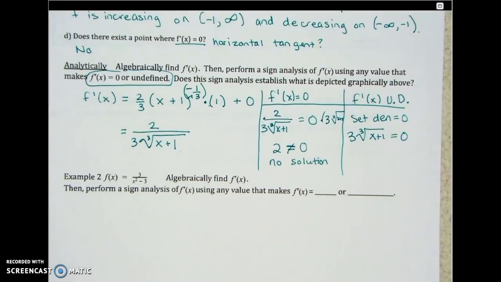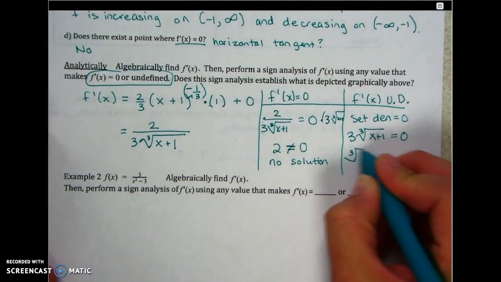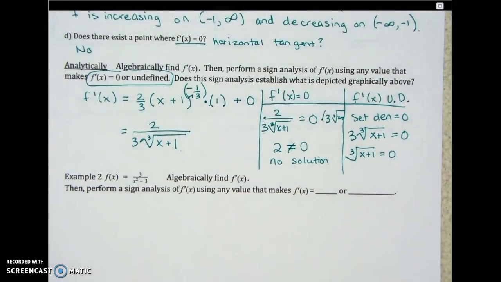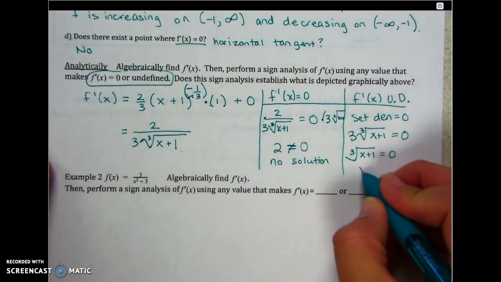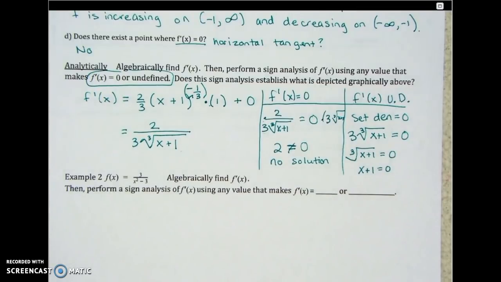Step 1. Divide by 3, and 0 divided by 3 is 0. Step 2. Cube both sides. Okay, and what's 0 cubed? 0. Solve for x. What does x equal?